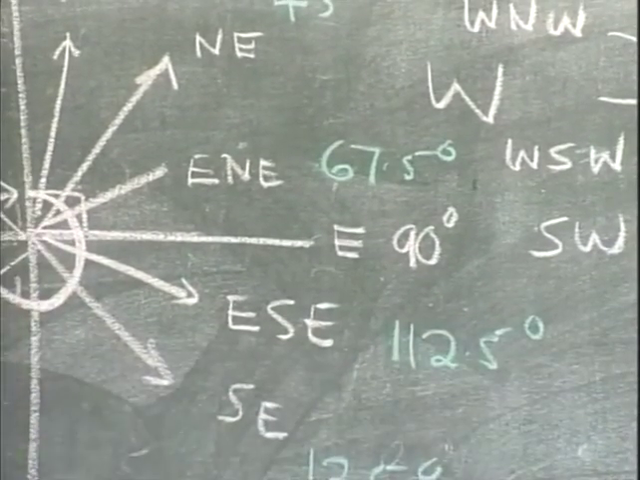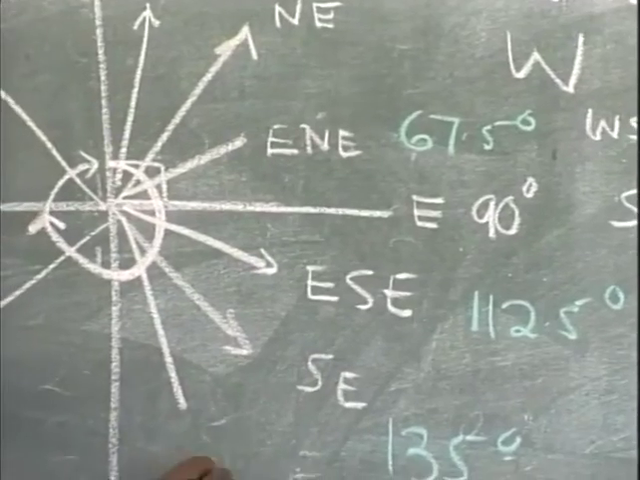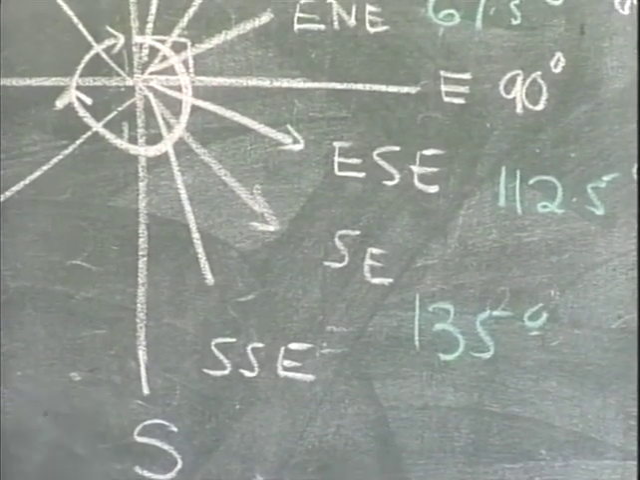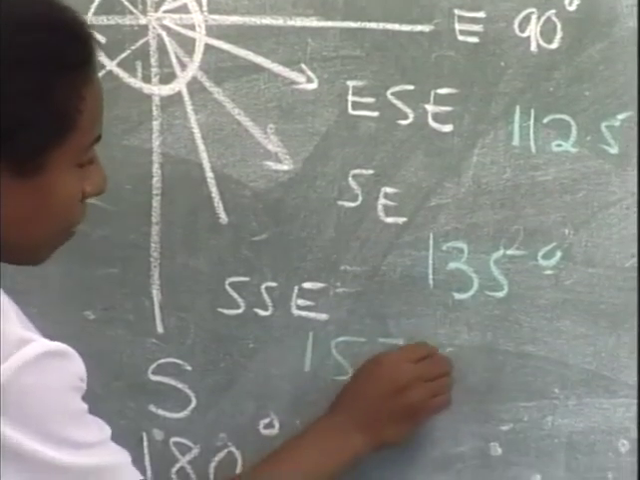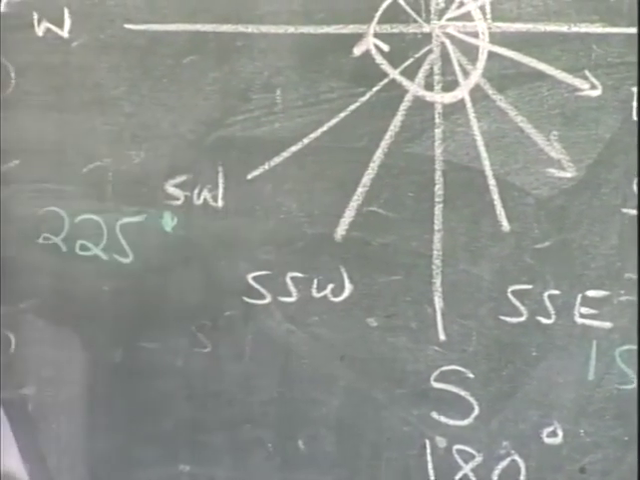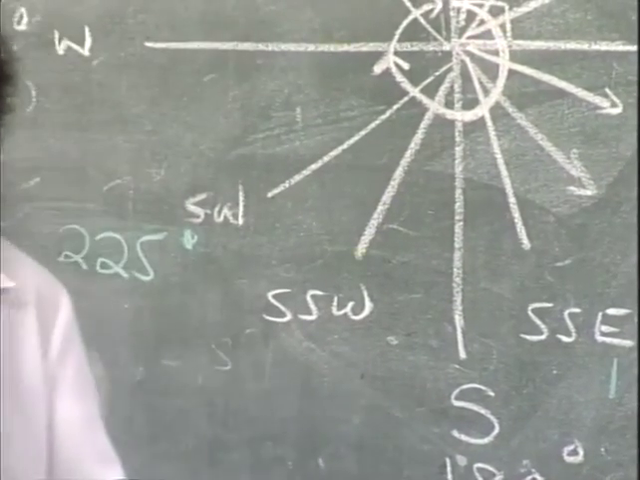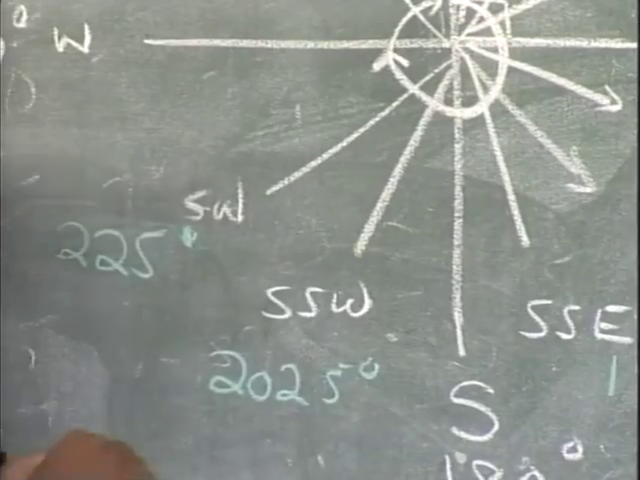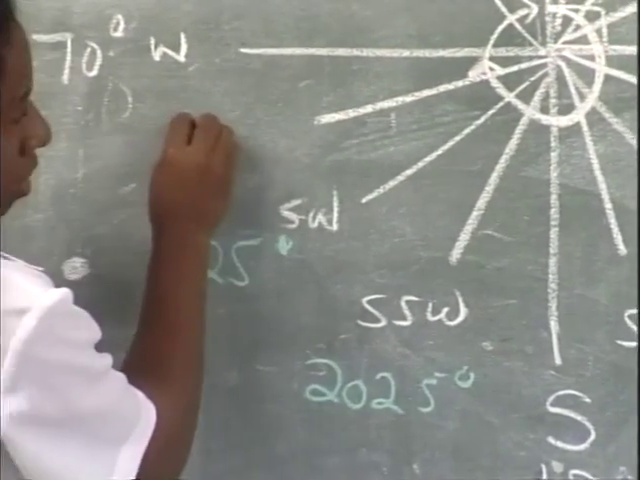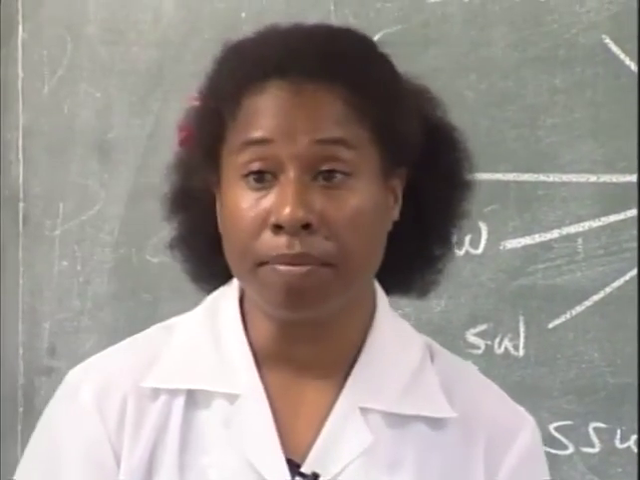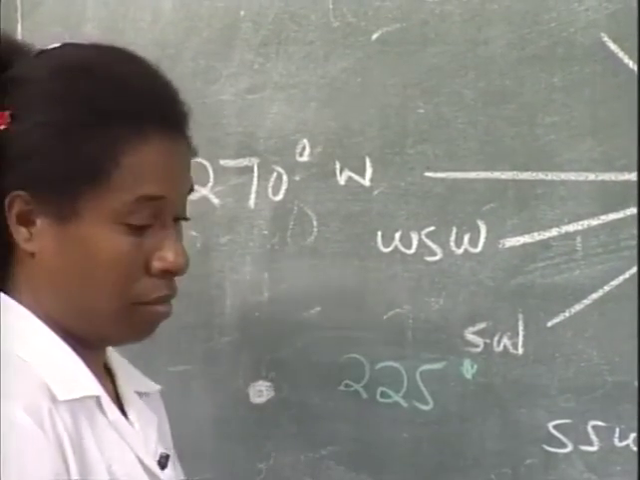Good. We'll look at the direction south-southeast. What is the bearing? 157.5 degrees. The direction south-southwest. What is the bearing? 202.5 degrees. The bearing of west-southwest. What is the bearing? 247.5 degrees.